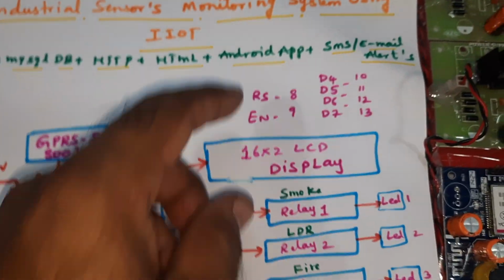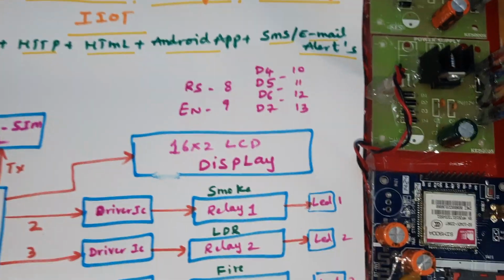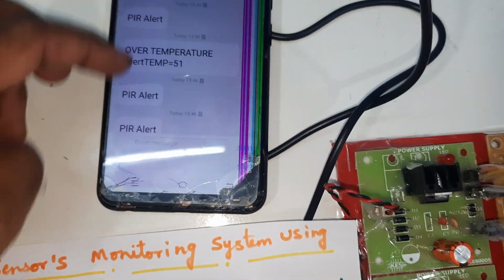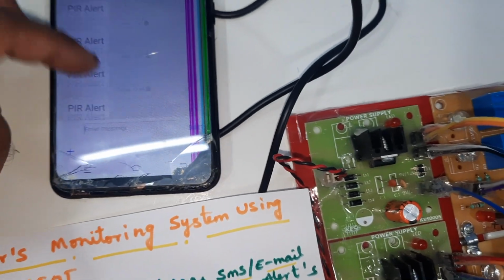The LCD display uses RS, enable, D4, D5, D6, D7, and pins 8 to 13. We are getting the alert messages: over temperature, smoke alert, PIR alert.